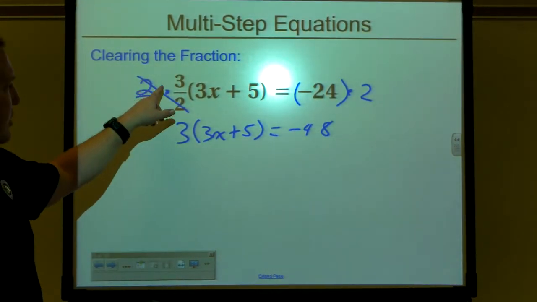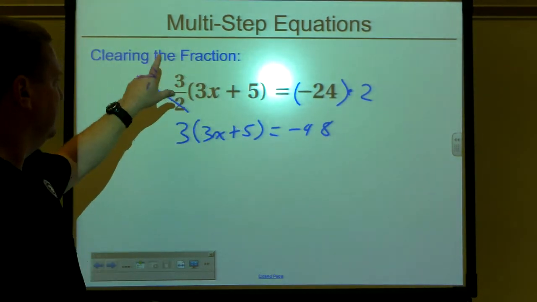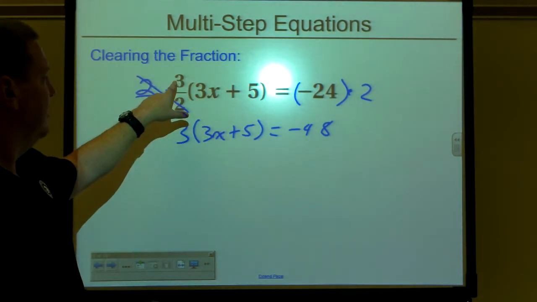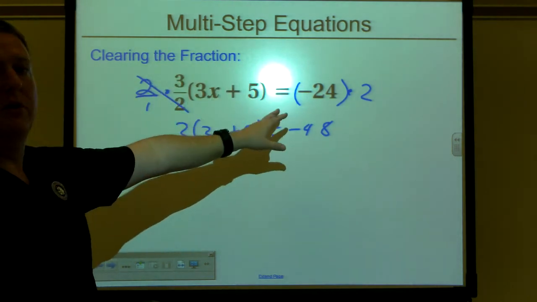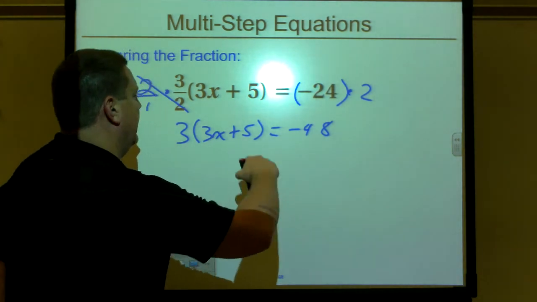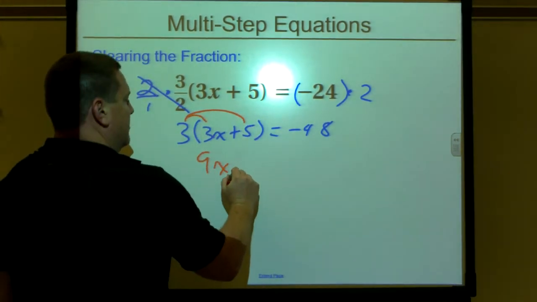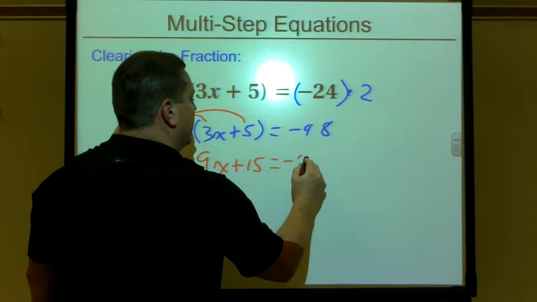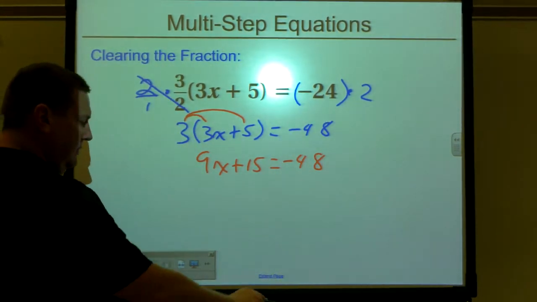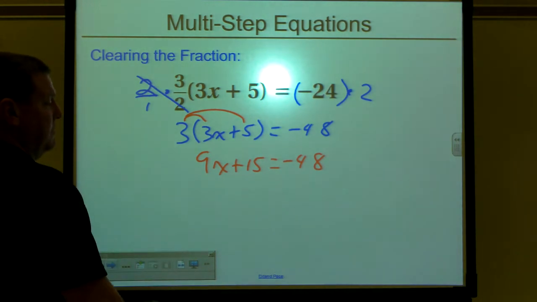Notice that I did not take my 2 and multiply it inside here because this is one big term. And as soon as I take care of one of the factors of that term, I don't have to carry the multiplication through the other factors of that same term. Okay, now we go ahead and distribute. And we get 9x plus 15 is equal to negative 48. And now my x's are all on one side, and I've already simplified as much as possible.